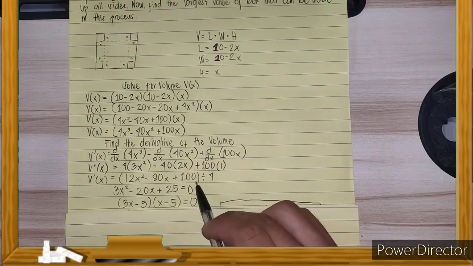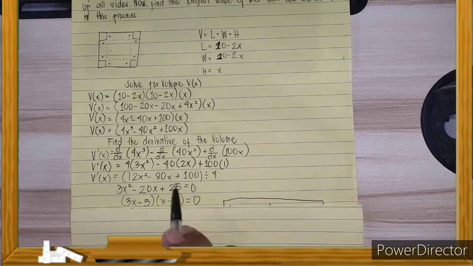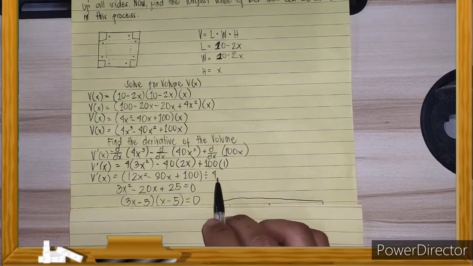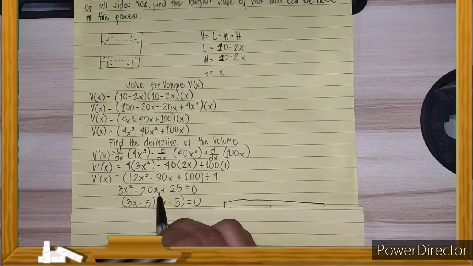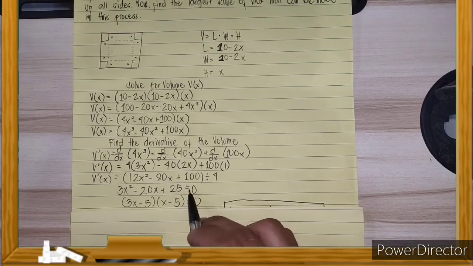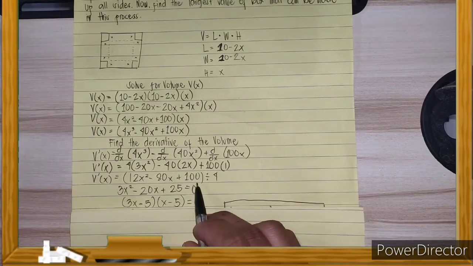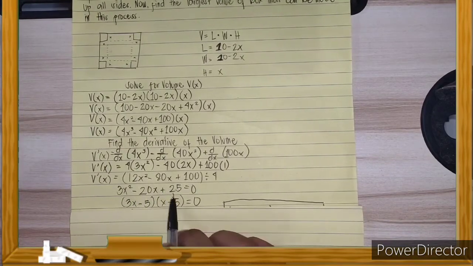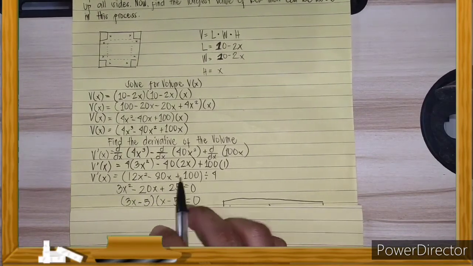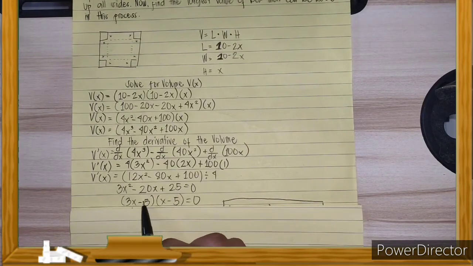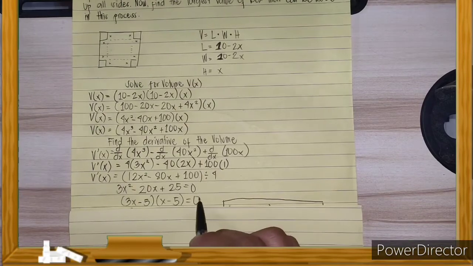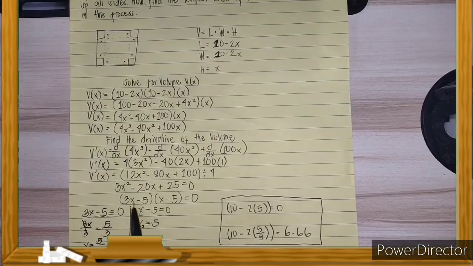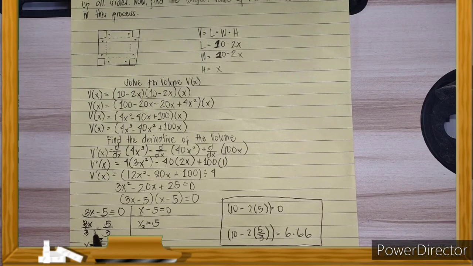So cancel the x. And next, we need to simplify this by dividing it by 4. So it will be 3x squared minus 20x plus 25, and then equate it to 0. And then next, we need to factor this again. So it will be 3x minus 5 times x minus 5 is equal to 0. Next, we need to equate these two factors to 0. So our x sub 1 is equal to 5 over 3, and then our x sub 2 is equal to 5.